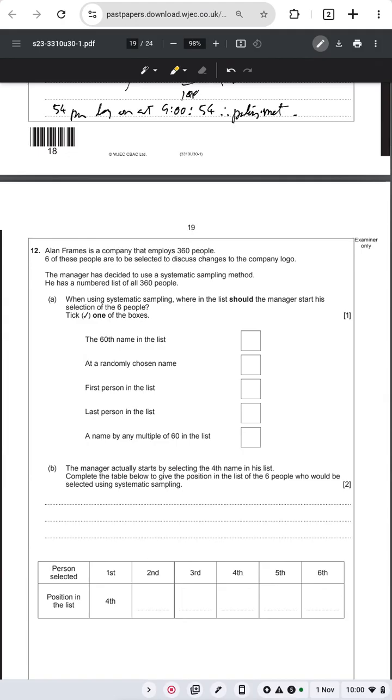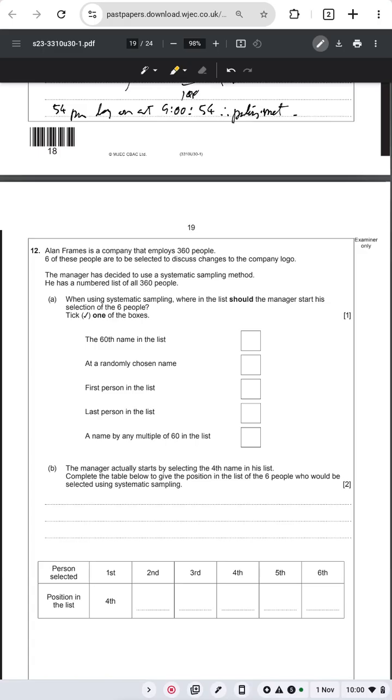Right, Annan Frame is a company that employs 360 people. 6 of these people were selected to discuss a change to their company logo. The manager has decided to use a systematic sampling method. He has numbered a list of all 360 people. When using systematic sampling, where should the manager start?